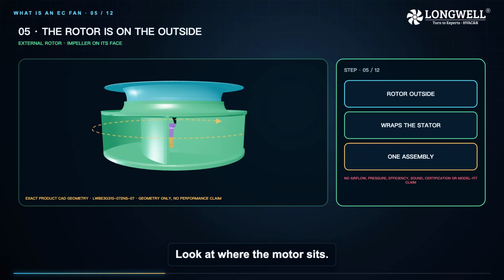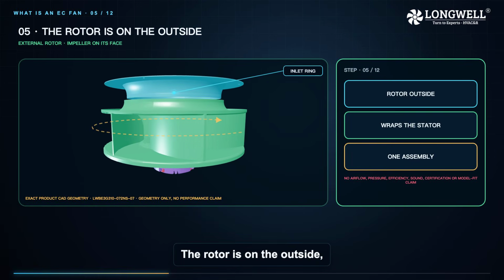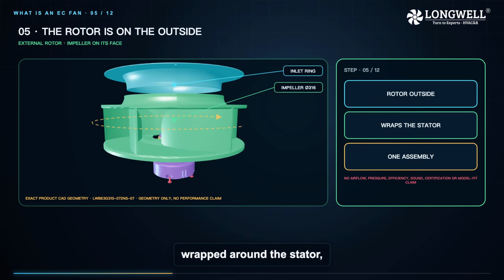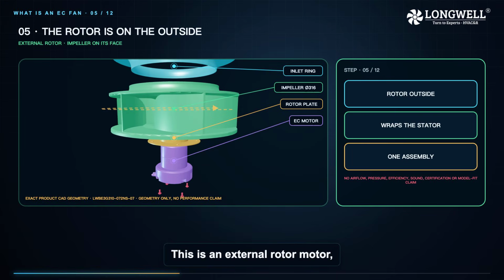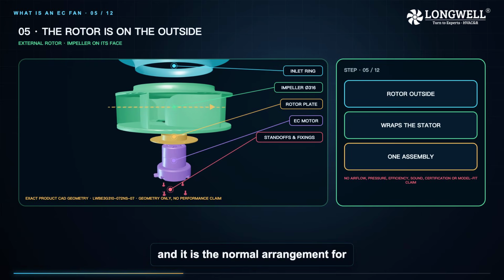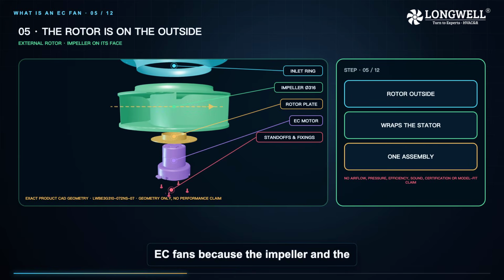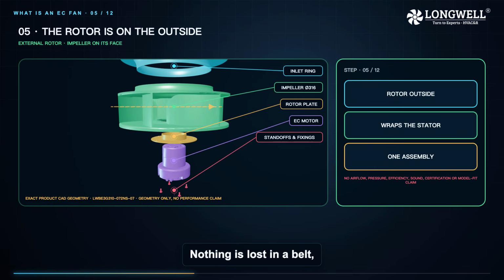Look at where the motor sits. The rotor is on the outside, wrapped around the stator, and the impeller mounts straight onto its face. This is an external rotor motor, and it is the normal arrangement for EC fans because the impeller and the rotating part of the motor become one assembly. Nothing is lost in a belt, a coupling, or a gearbox, because there are none.